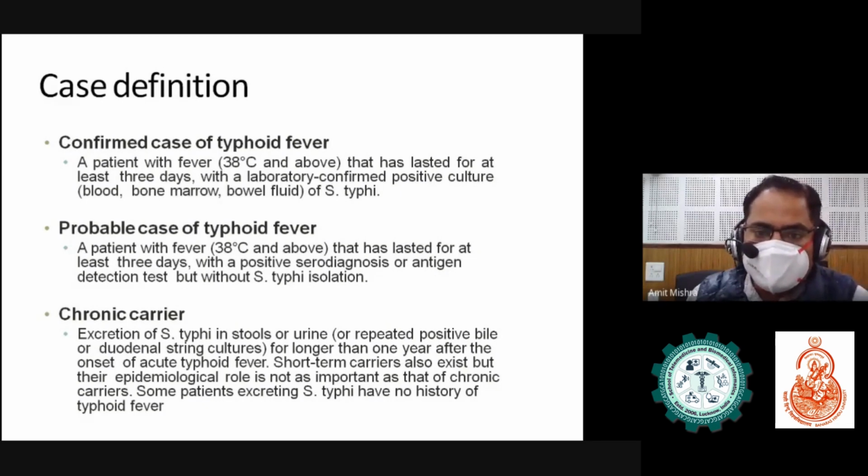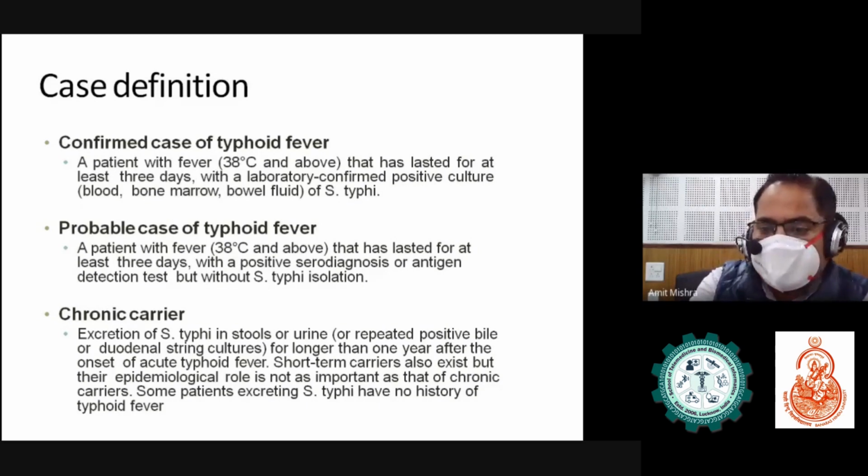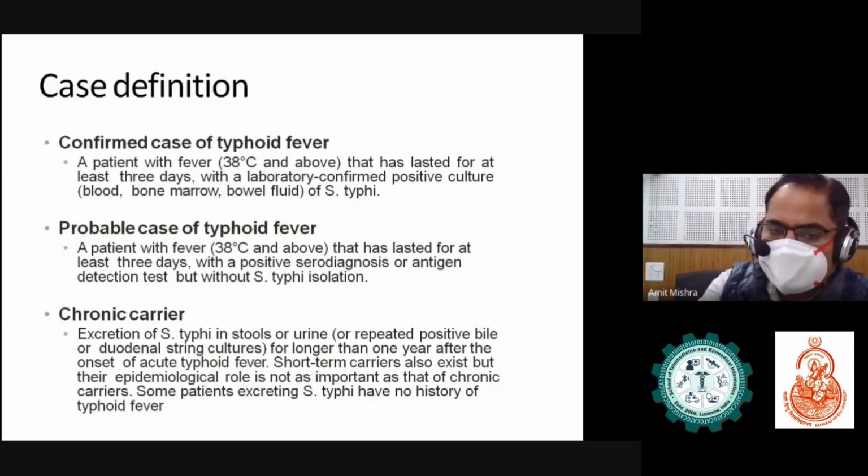Probable case of typhoid fever: a patient with a fever of 38 degrees centigrade or above that has lasted for at least 3 days with a positive serodiagnosis or antigen detection test, but without Salmonella typhi isolation. In this case we say it is probable because it is just serodiagnosed, diagnosed by an antigen detection test.